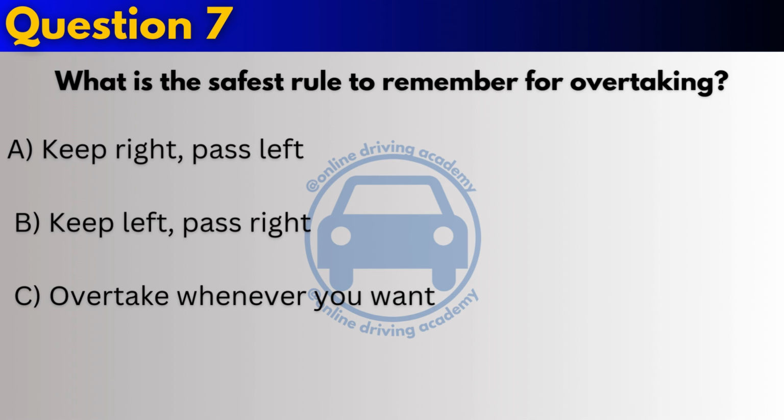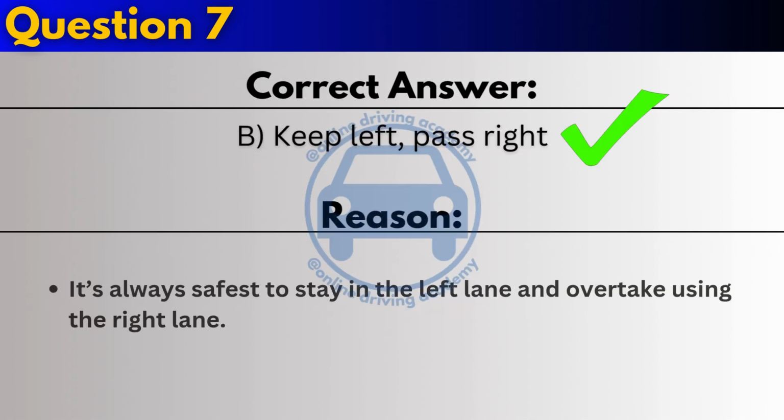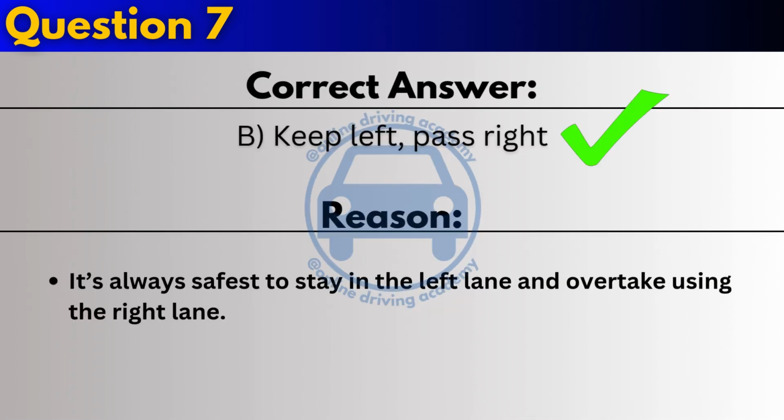Question 7. What is the safest rule to remember for overtaking? Is it option A, keep right, pass left? Is it option B, keep left, pass right? Or is it option C, overtake whenever you want? Now the correct answer is going to be option B, keep left, pass right. And that's because it's always safest to stay in the left lane and overtake using the right lane.